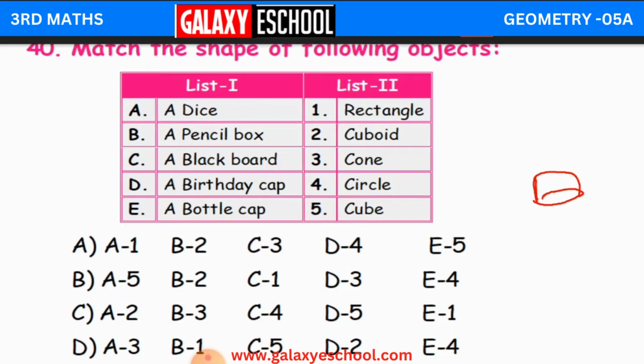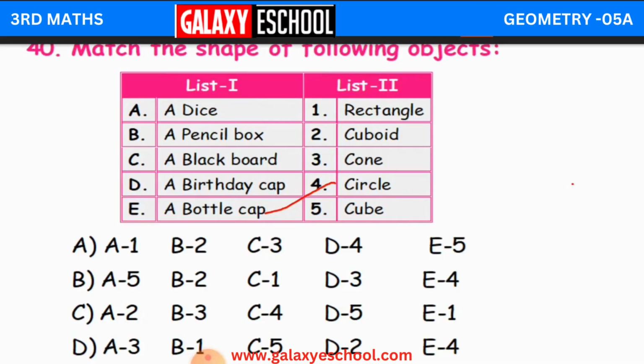What is this, children? A bottle cap is in the shape of a circle. Actually it would be cylindrical shape, but here as we do not have cylinder, we have to go for the nearest answer, which is the circle. Okay, if you have cylinder, choose cylinder, don't choose circle.